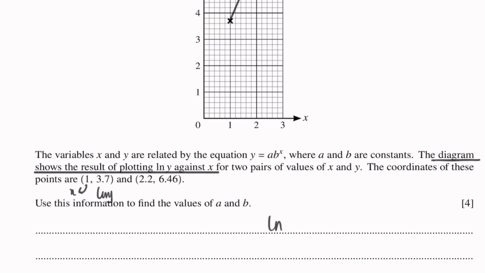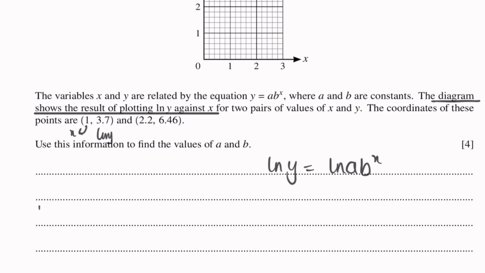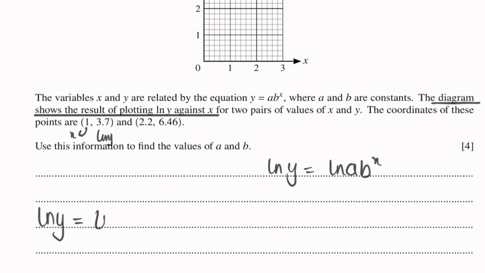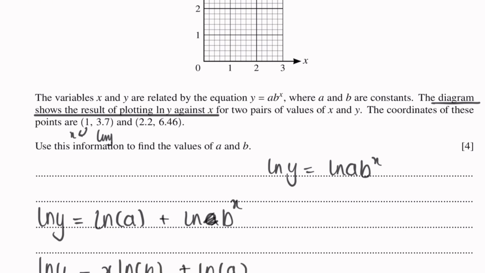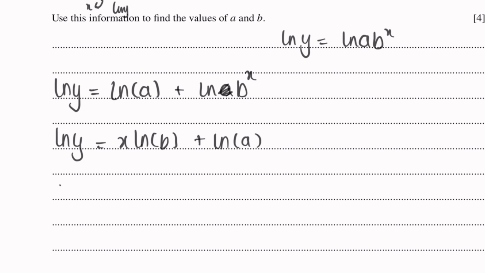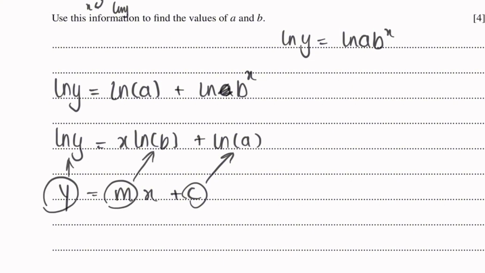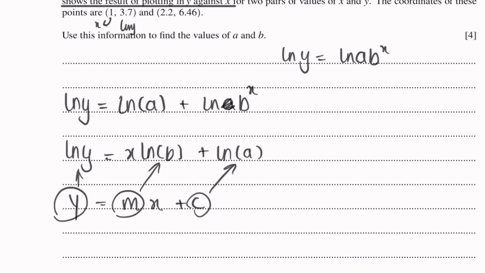So I can just go ahead and put ln on either side. And then you're going to get ln y equals ln of a plus ln of b to the power of x, which can then be written as x ln b plus ln a, which we can compare to an equation of a straight line where c is supposed to be ln a, m is supposed to be ln b, and y is now ln y. So now we could just use these values to find the values of a and b. Use these points, I mean.